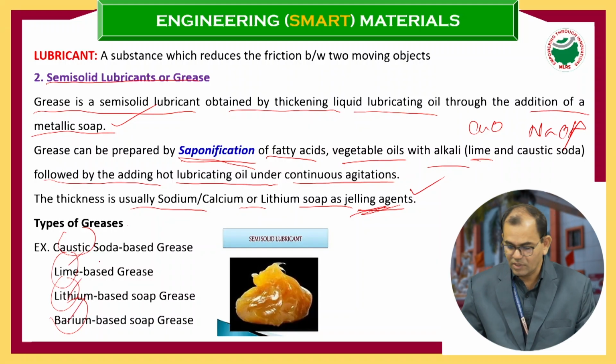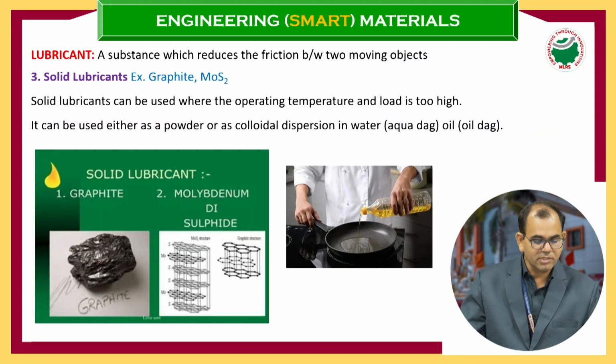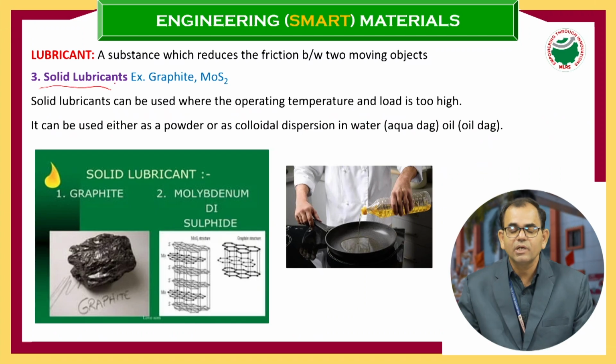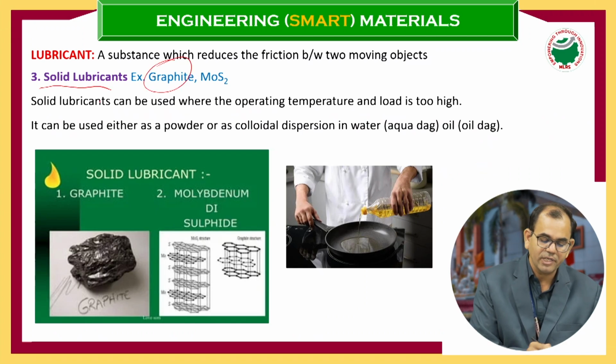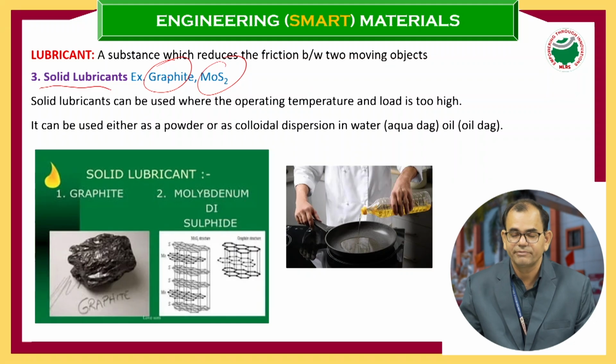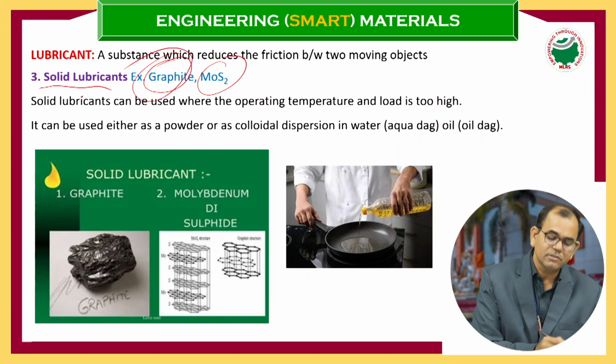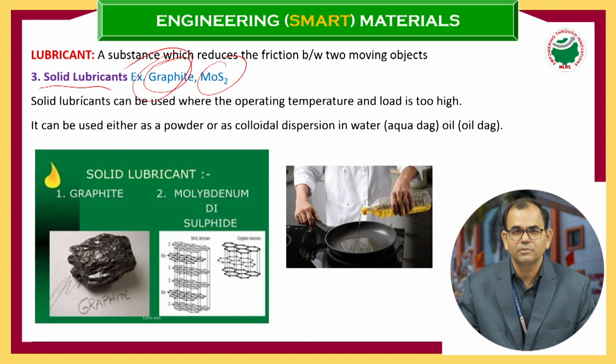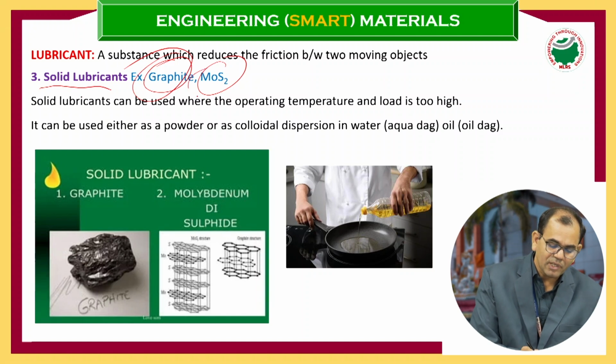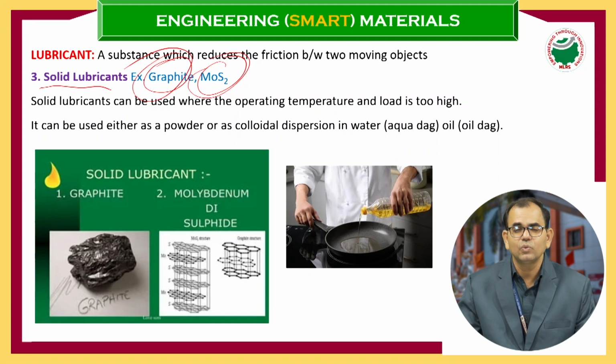Okay, now the third one is solid lubricants. What are the examples of solid lubricants? Graphite and molybdenum disulfide. Graphite is nothing but a carbon allotrope like Buckminster fullerene C60. C60 is nothing but Buckminster fullerene, and another is graphite. These are the carbon allotropes. Okay, and the second one is molybdenum disulfide. These are the two examples of solid lubricants.